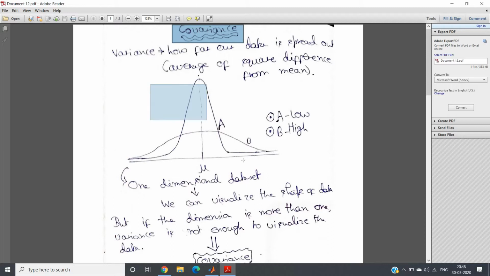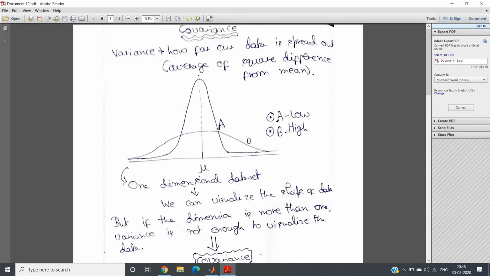Here I have plotted two datasets. Suppose for both datasets the average is mu, and with respect to mu we have calculated and plotted the distance of the data points in the one dimensional dataset. We can see that for graph A, very few points are placed far away from the mean mu, and most of the points are closer to mu, so we can say the spreading for dataset A is less, that means variance is less.